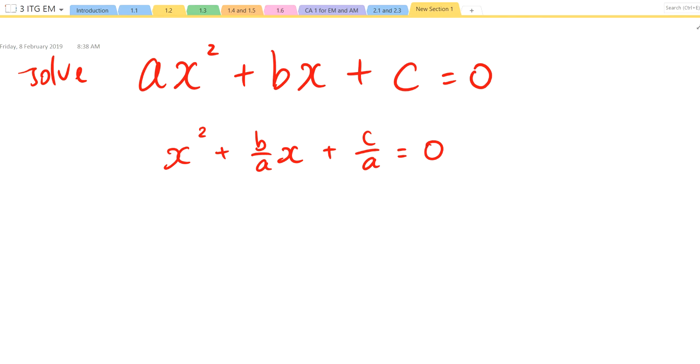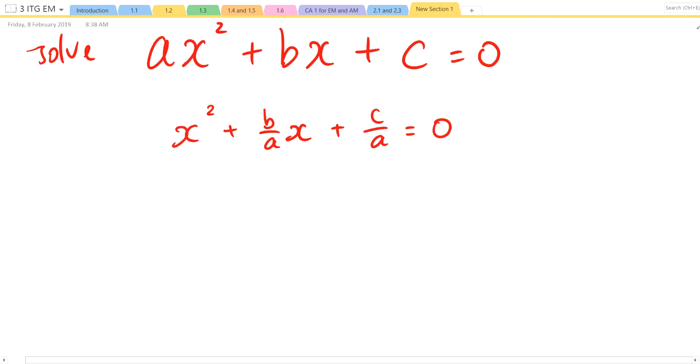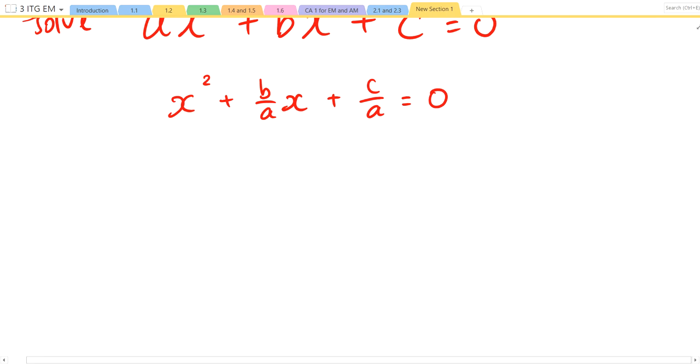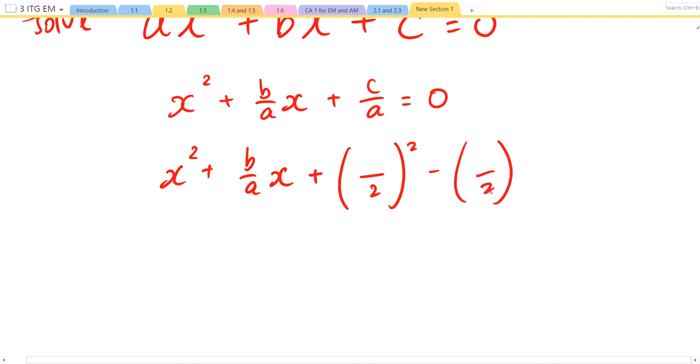See, completing the square will give you an answer if applicable. So what do I do next? x squared plus b over a x. So you do see that I'm trying to complete the square now? I copied down the first two terms. So what do I need to add? Plus bracket, something over 2, squared, minus something over 2, squared, plus c over a equals 0. Agree with this? Yes. All agree?